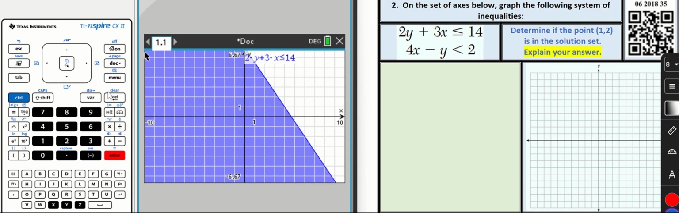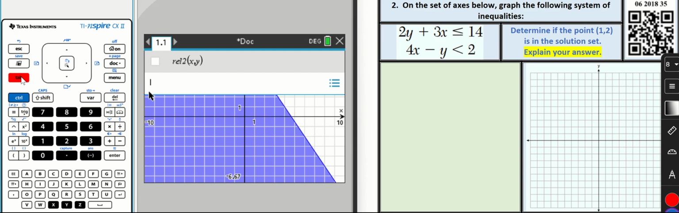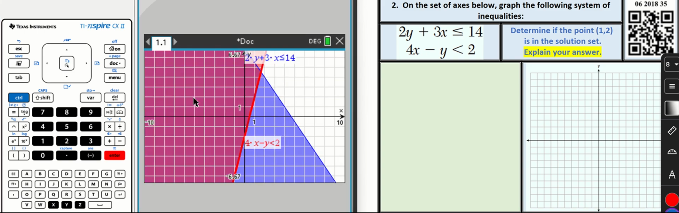And now we want a new inequality to add. So 4x minus y. And then hit this control equal sign again. And this time we want to pick the right one. It's this one, 2. And that's the red.